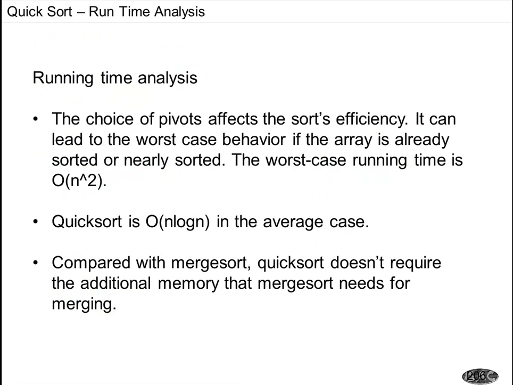Now let us do the quicksort runtime analysis. The choice of pivots affects the sort's efficiency considerably in some cases. It can lead to the worst case behavior if the array is already sorted or nearly sorted. The worst case running time is order of n squared. But in general, or in the average case, the running time is n log n. That is what it says.